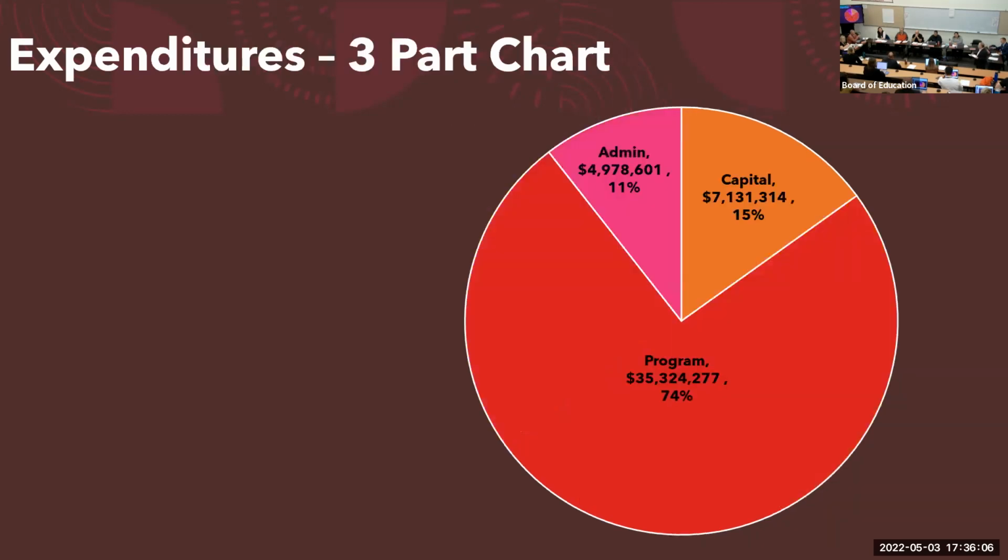$4,099,000. When we look at the percent of our expenses in those three state aid categories, our program expenditures, all of our program, is 74% or $35,324,000. Our capital component is $7,131,000, and that accounts for 15% of our expenditures. And our administrative cost to operate and run the district is $4.9 million or 11%.